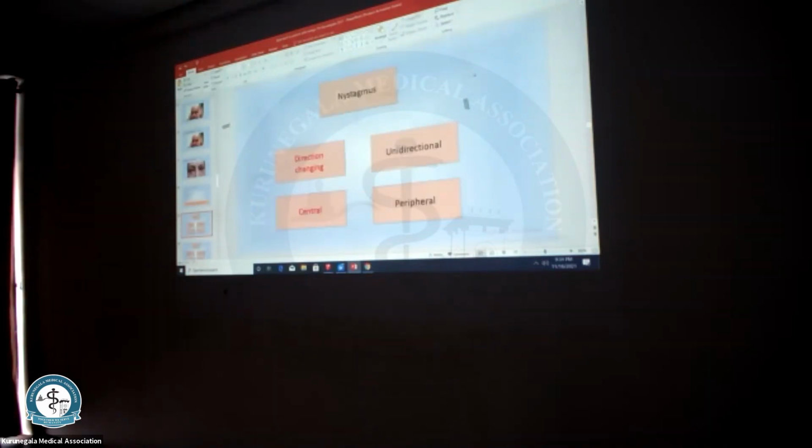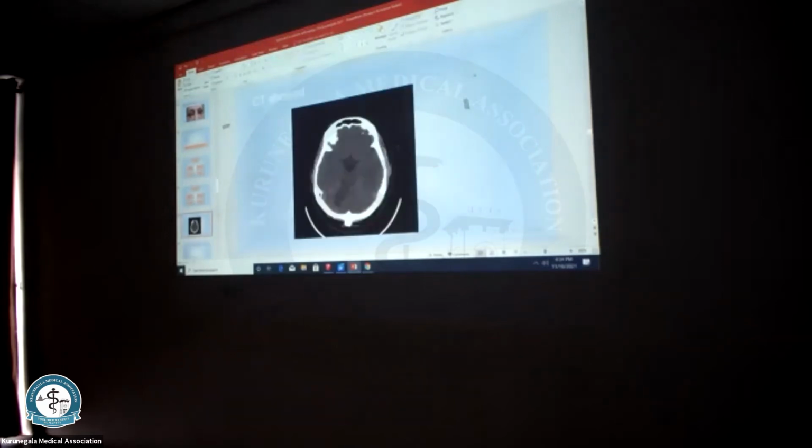So far, this is the same thing again. So direction changing points us towards a central cause. And if it is pure horizontal or pure vertical, especially if it is pure vertical, it indicates a central cause. So this patient had a cerebral infarct. So this is the way we see a central case of vertigo.